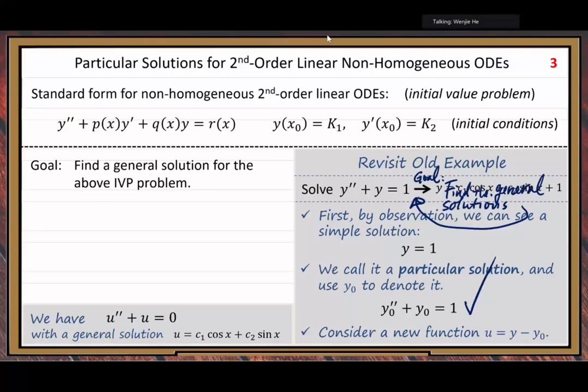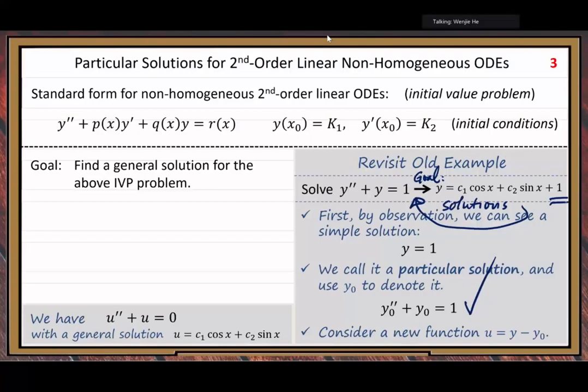So let me erase. All right, general solution plus the particular solution. The homogeneous general solution plus the particular solution, because you do the subtraction to get a homogeneous function for the solution of the homogeneous version. Now, you want to go back to the non-homogeneous solution, so you add this particular solution back to your homogeneous general solution.